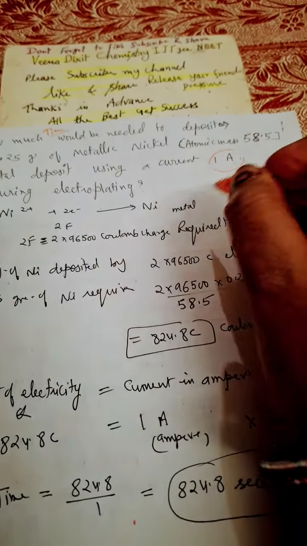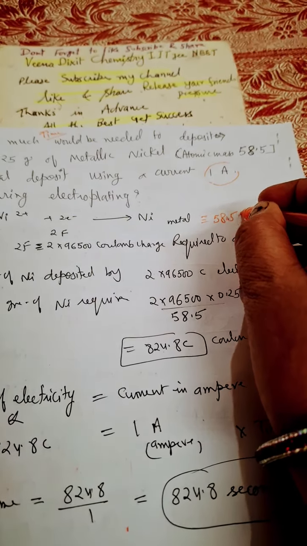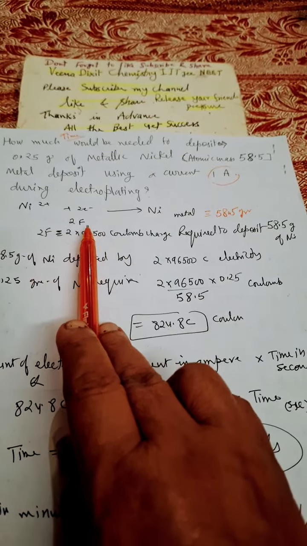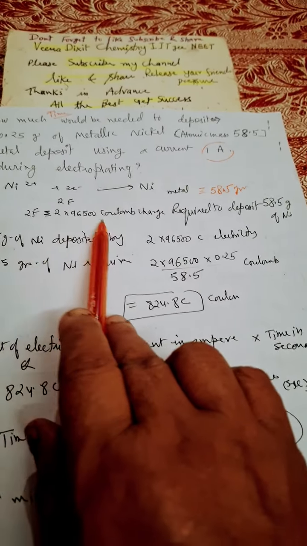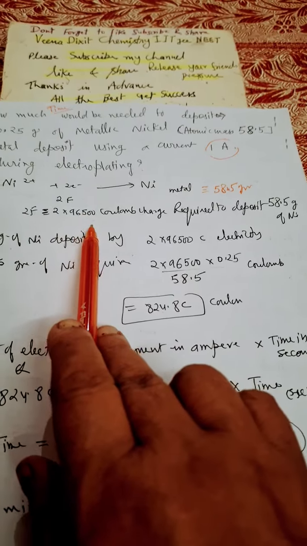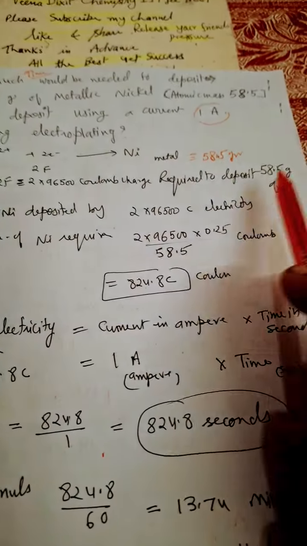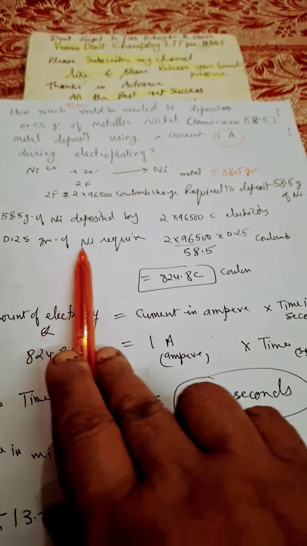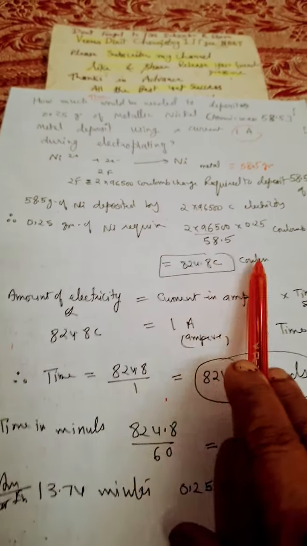Okay, that is equivalent to 58.5 grams. 58.5 gram is deposited by 2 Faraday, and 1 Faraday is equal to 96500 coulombs. So 2 Faraday will be equal to twice of 96500 coulomb. So this much charge is required to deposit 58.5 gram of nickel. So 0.25 gram of nickel requires how much? So calculate it out, very simple maths.